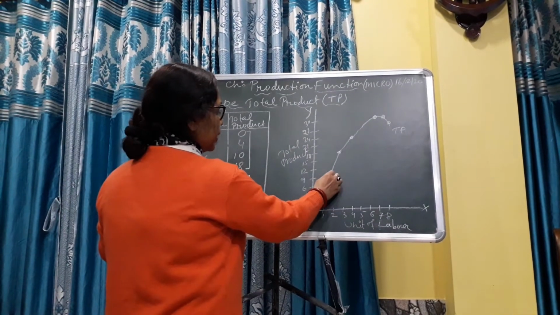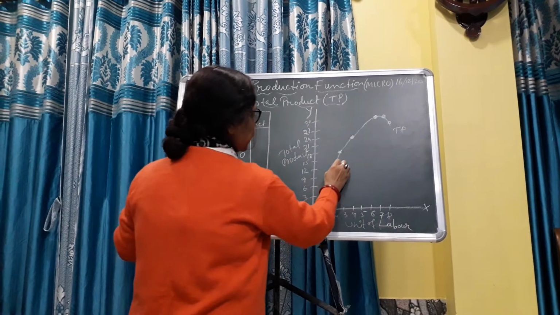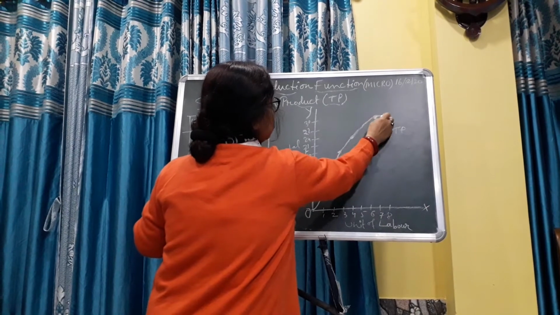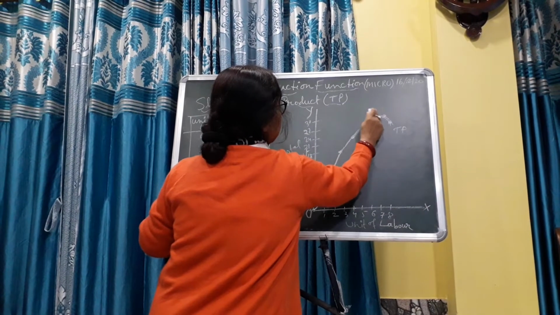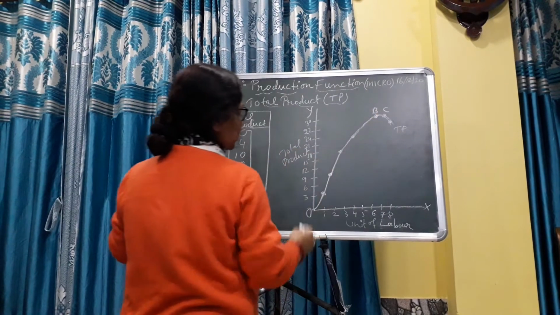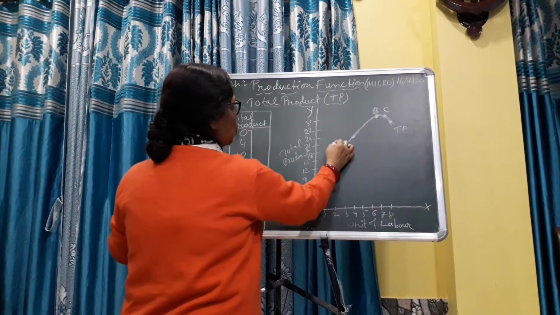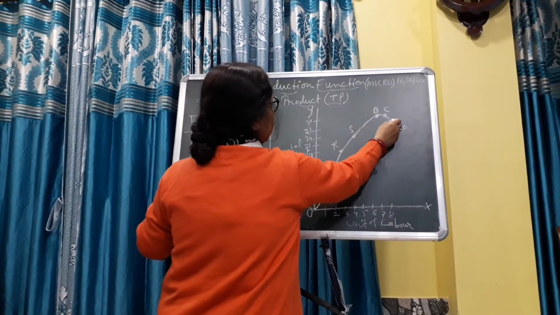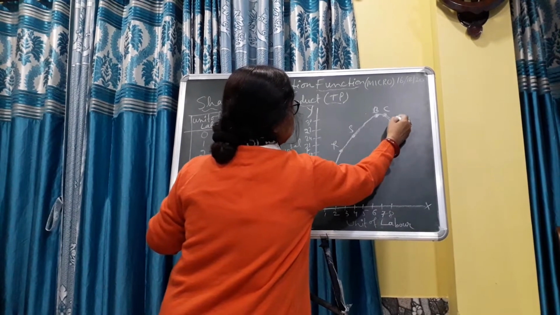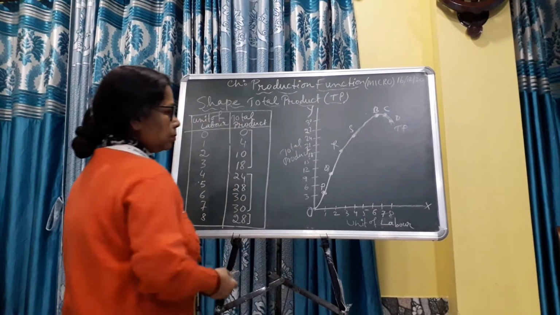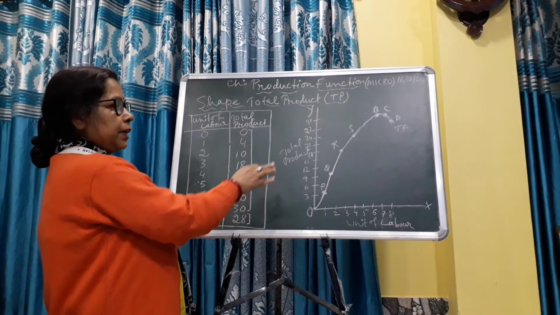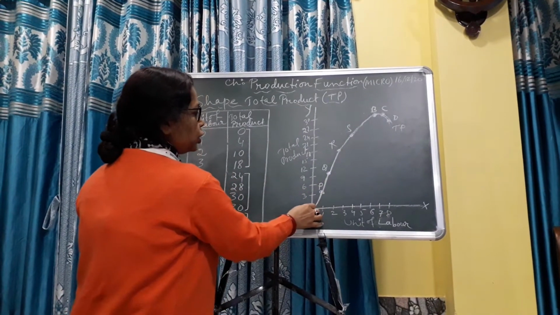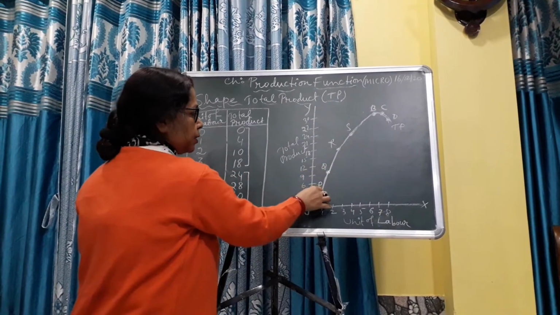TP first increases at an increasing rate, then at a diminishing rate, and then falls. These 2 points are constant. Mark the points A, B, C. Now write here P, Q, R, S, and B, C, and point D.